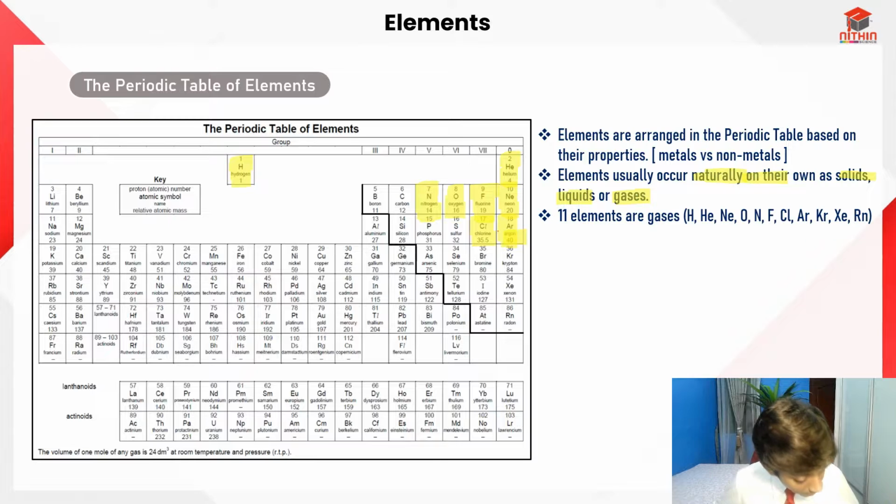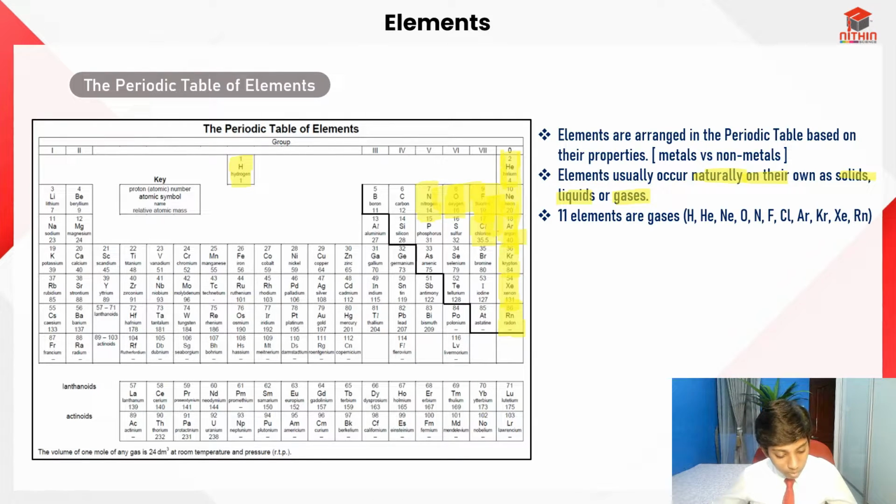Next we have Kr, the chemical symbol Kr. What is that? It is krypton. After that we have Xe, which is basically xenon. And lastly we have Rn, basically radon. So all these yellow color highlights are basically gases. Please do take note.